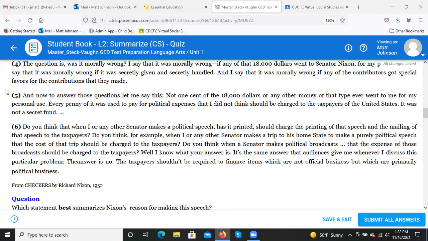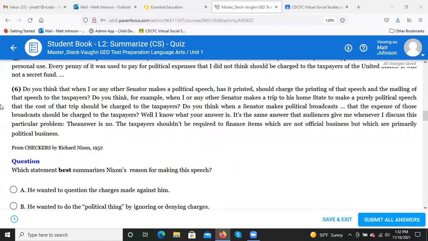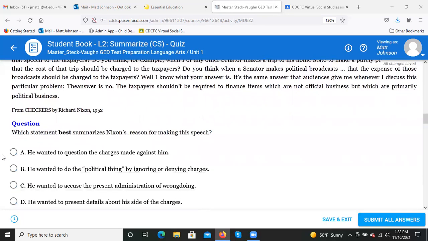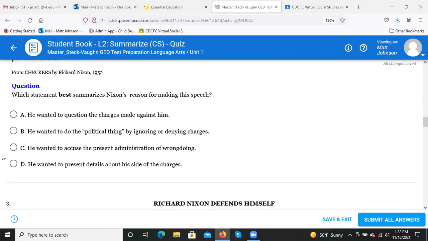It's the same answer that audiences give me whenever I discuss this particular problem. The answer is no. The taxpayer shouldn't be required to finance items which are not official business, but which are primarily political business. So, which statement best summarizes Nixon's reason for making a speech? A, he wanted to question the charges made against him. B, he wanted to do the political thing by ignoring or denying charges. C, he wanted to accuse the present administration of wrongdoing. Or D, he wanted to present details about his side of the charges.